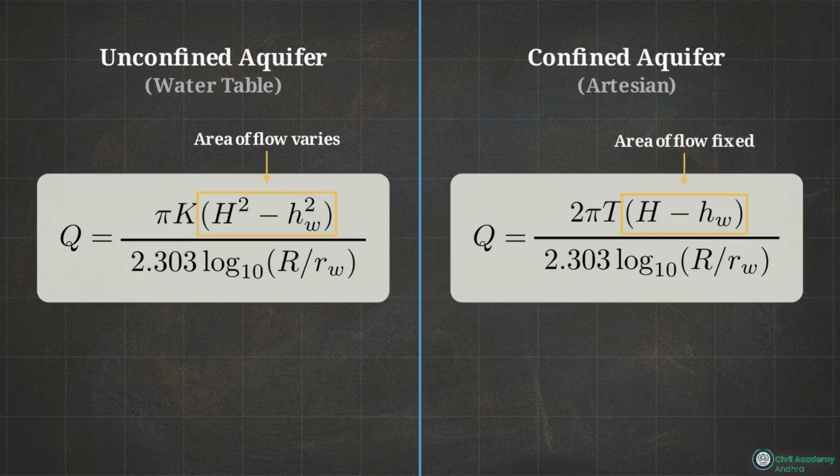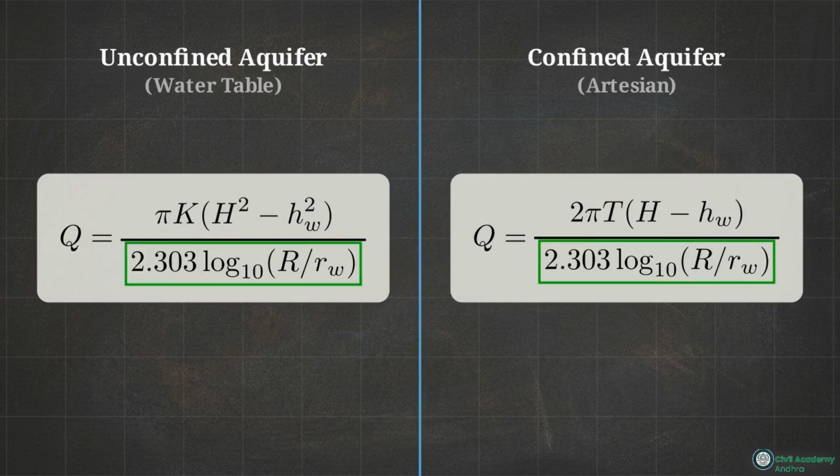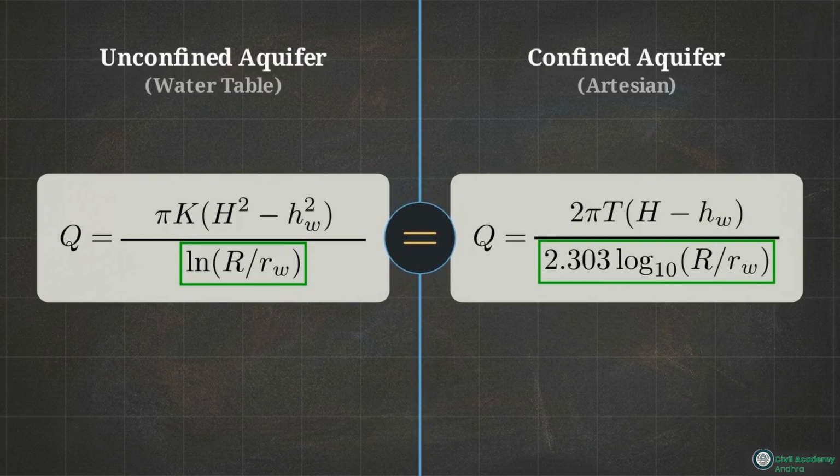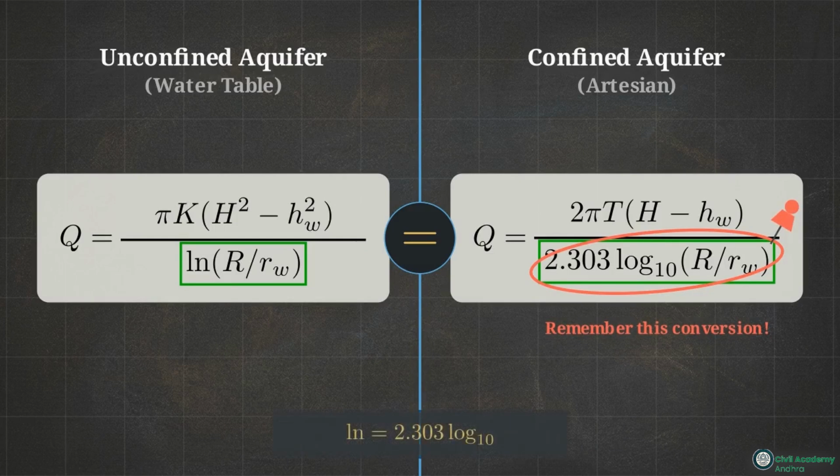Next, look at the denominator. Examiners test your notation here. The natural log of R over RW is mathematically identical to 2.303 times the base 10 log of R over RW. Pick one format for your notes and stick to it so you avoid doubling up on conversion factors.